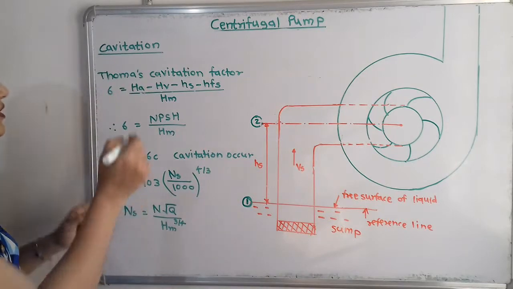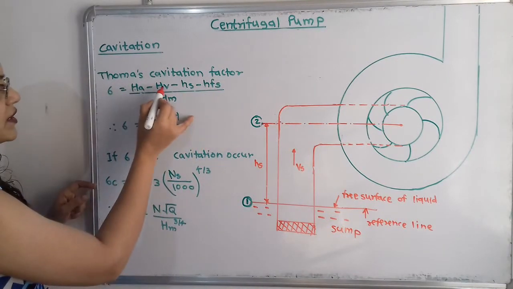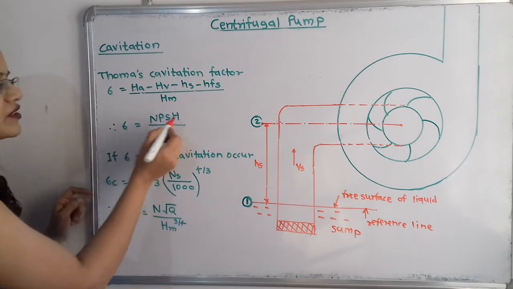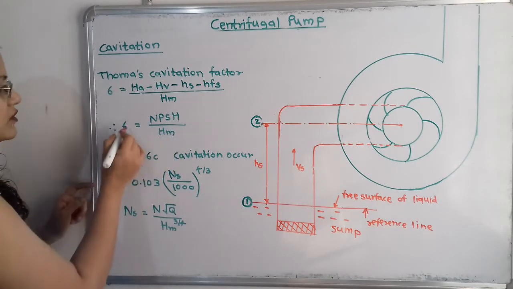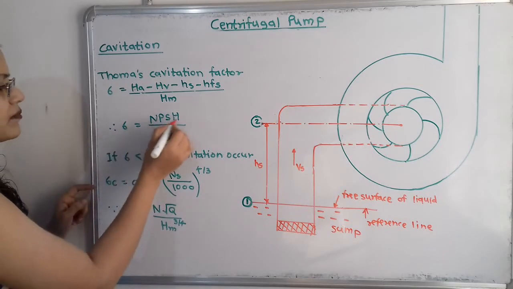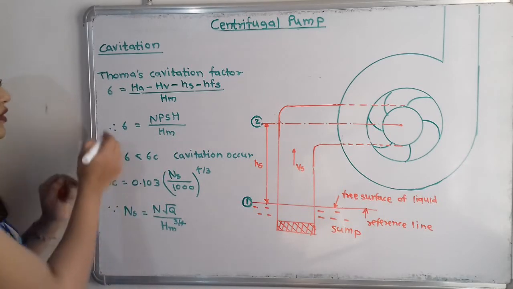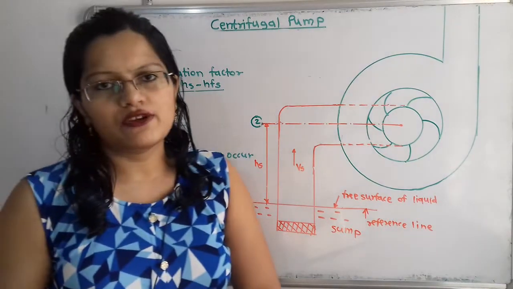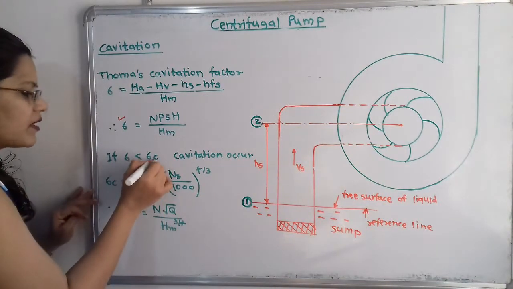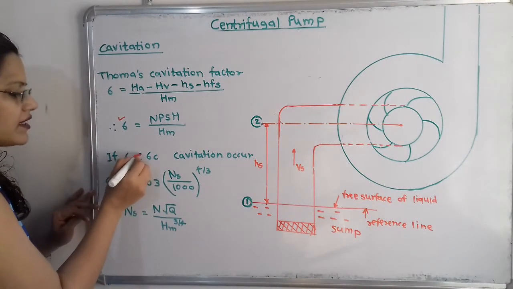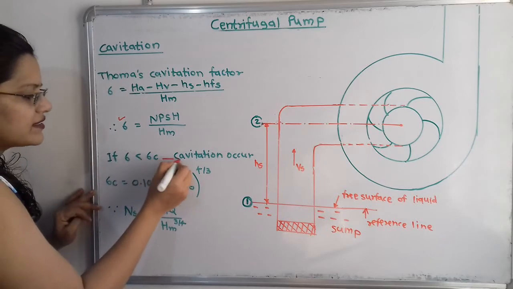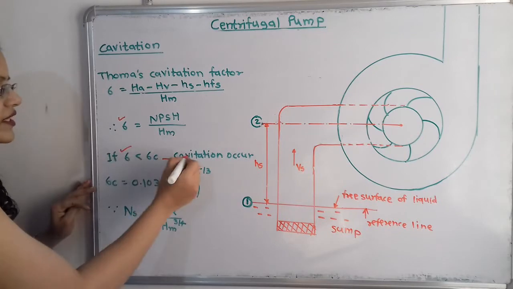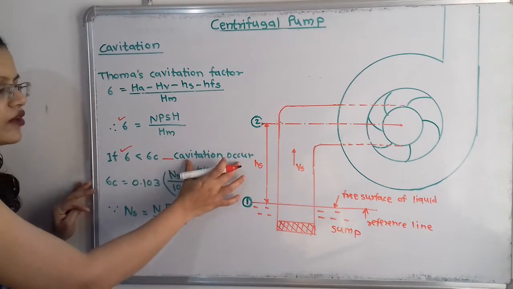Now if we observe, the numerator, Ha minus Hv minus Hs minus Hfs, is equal to the net positive suction head, NPSH. So we say that sigma is equal to NPSH by Hm. Now this calculated sigma we have to compare with the critical value, sigma c. If sigma is less than sigma c, then we can say that cavitation occurs. This is the condition to find out whether cavitation occurs or not.